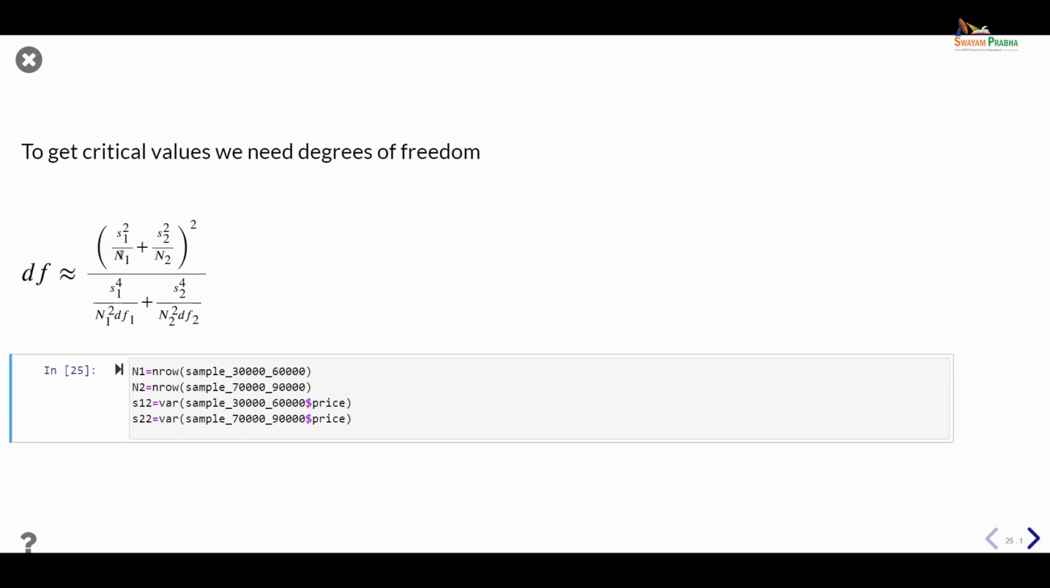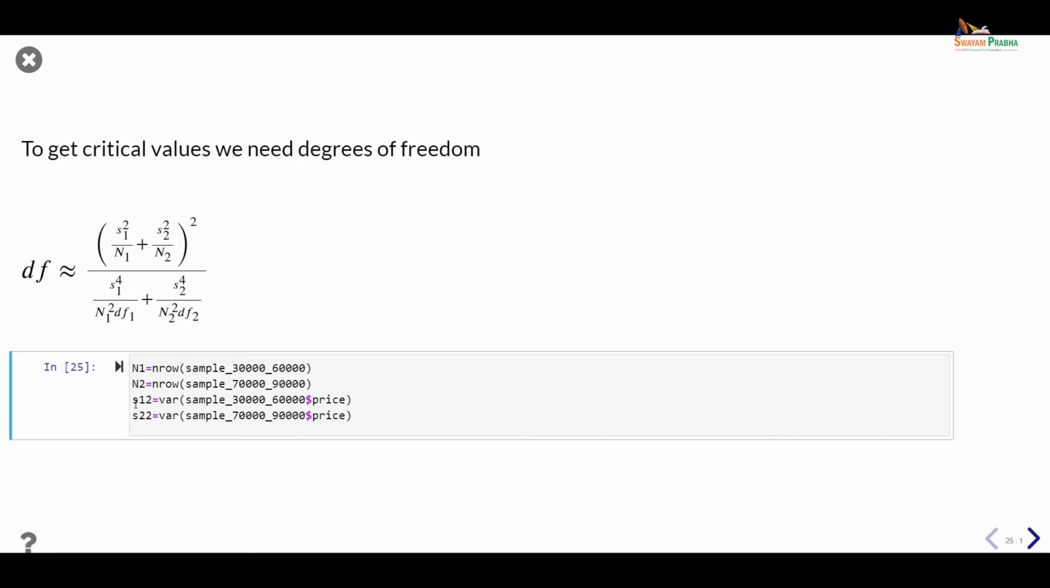For us, the first data is the 30,000_60,000 sample, and the second sample is the 70,000_90,000 sample. So these are based on the kilometers that we've earlier read. Now we need to compute N1 and N2, which is the number of samples across both these data frames. So S1^2 and S2^2 basically represent S1 square and S2 square. Whenever you have the sample standard deviation squared, it becomes the variance. So I'm just directly calculating the variance here.